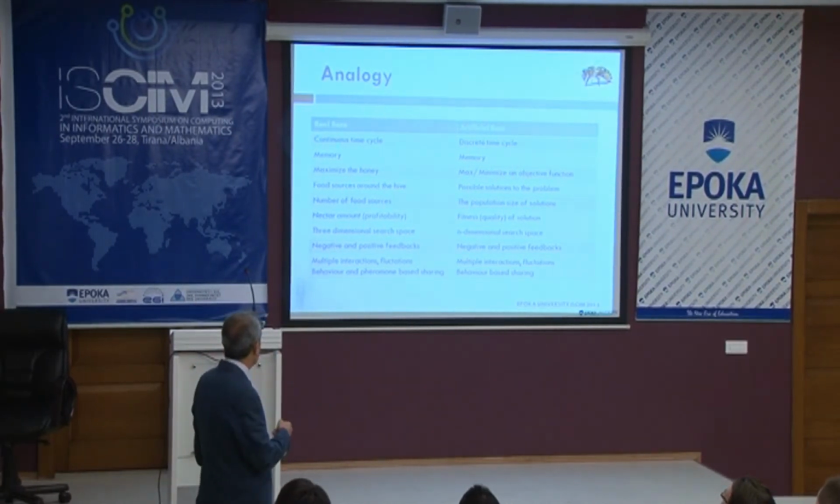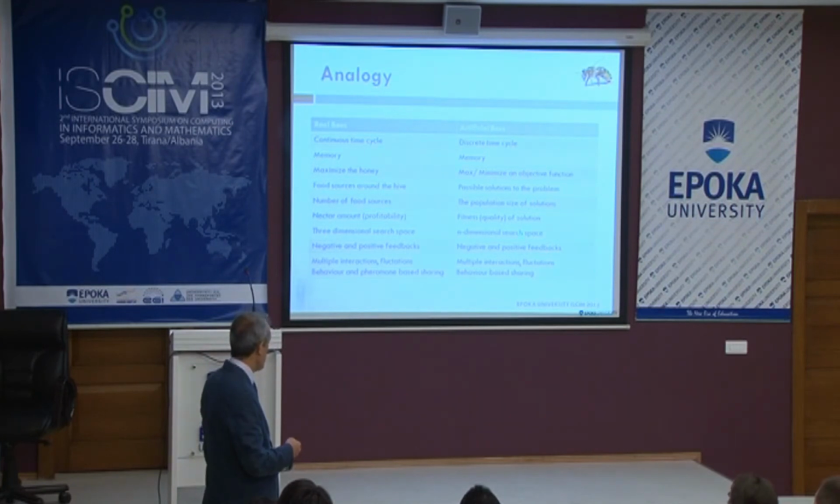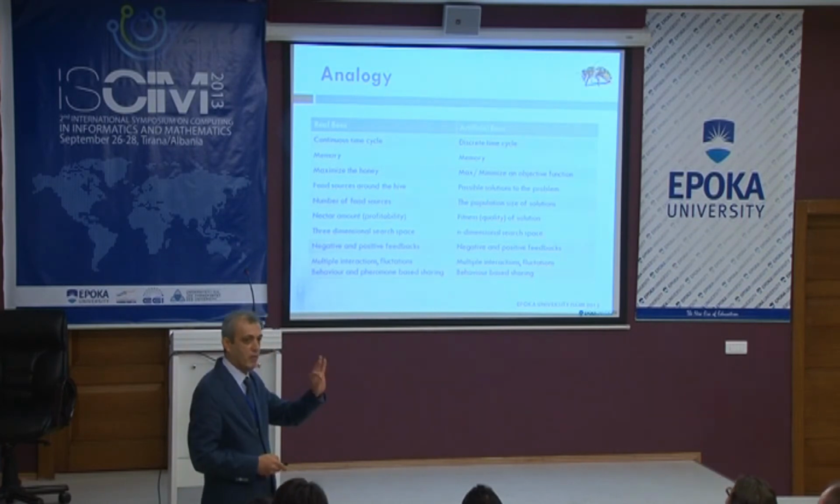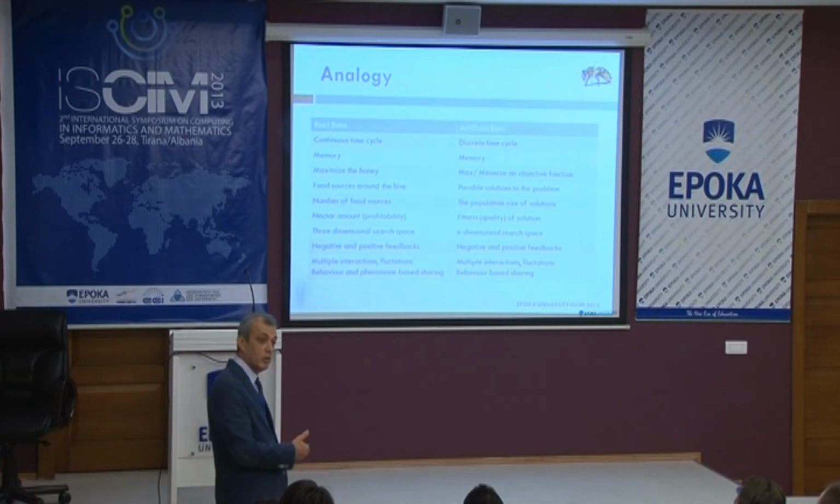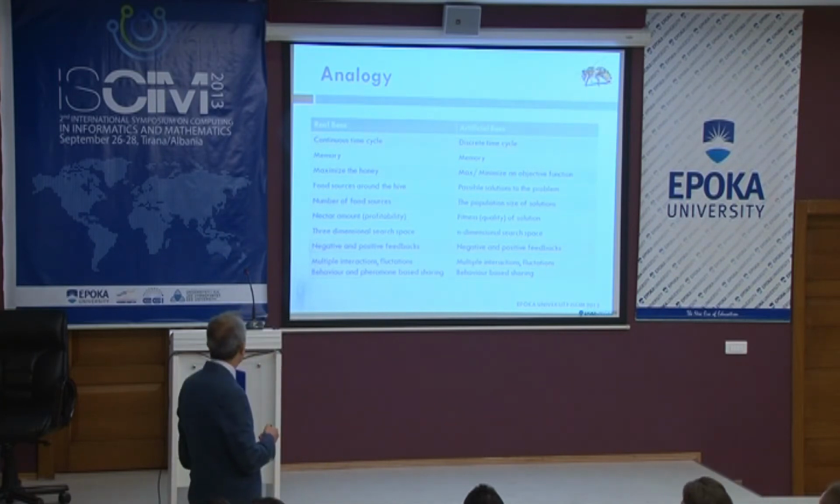Real bees, or forager bees, show independent positive behaviors, and similarly, artificial bees also must show them, otherwise they cannot become intelligent. And multiple interactions, fluctuations, and behavior-based sharing. Now, the simple, basic ABC introduced in 2005 is based on just behavior-based sharing, dance language-based sharing. But we can integrate other sharing mechanisms into the existing ABC, no problem, because real bees use different information sharing mechanisms, not only behavior-based sharing.